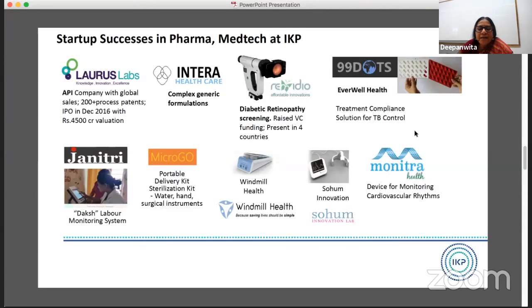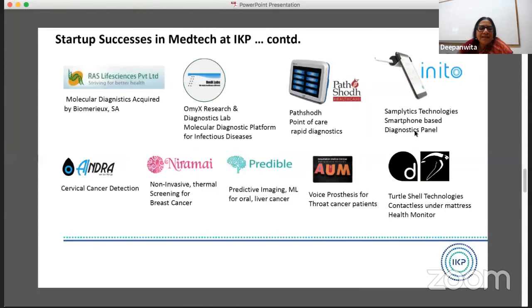These are the ones that have raised funding, and 80% of the ones that I've listed here are funded through the BIG scheme, and some of them had got the SBIR grant, and they have raised institutional capital, private capital. Similarly, the medtech story continues, and you'll have these fantastic examples of companies that have been supported by us.